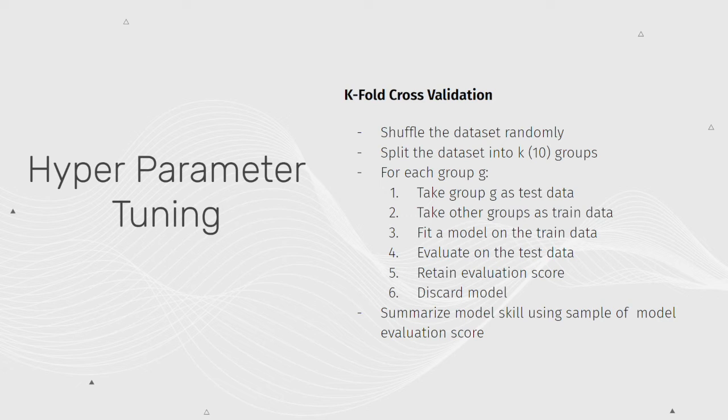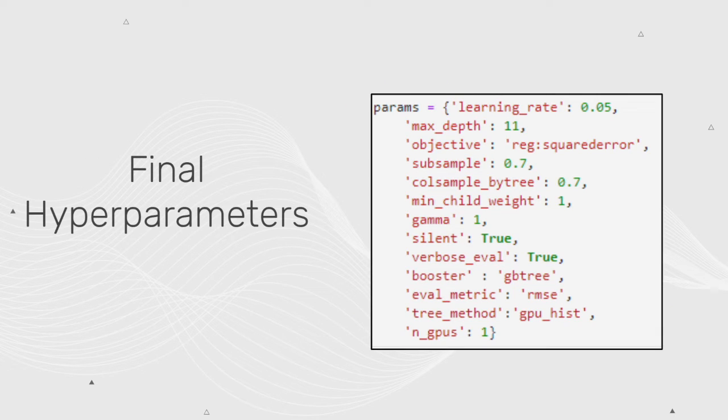For the k-fold cross-validation, we had a very simple algorithm. We first shuffled the dataset randomly and split it into 10 groups. And for each group, we take that group G as the test data and the other groups as the training data. We then fit the model on the training data, evaluate on the test, retain the evaluation score, and discard the model entirely. We continue to do this for each of the hyperparameters so that we are able to tune them in the most efficient manner possible via our k-fold cross-validation.